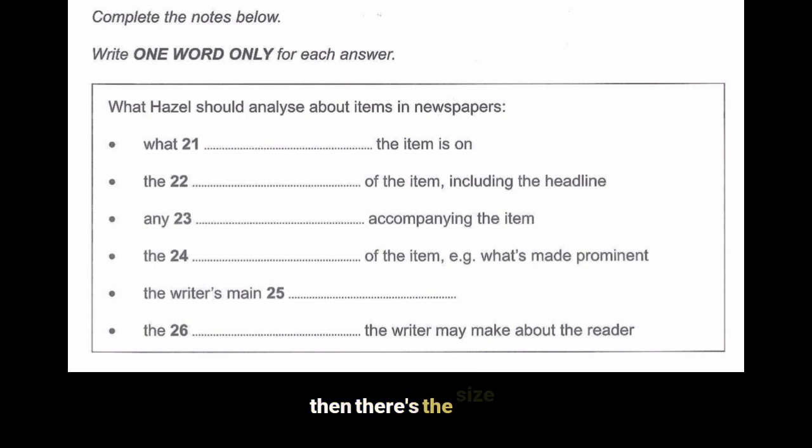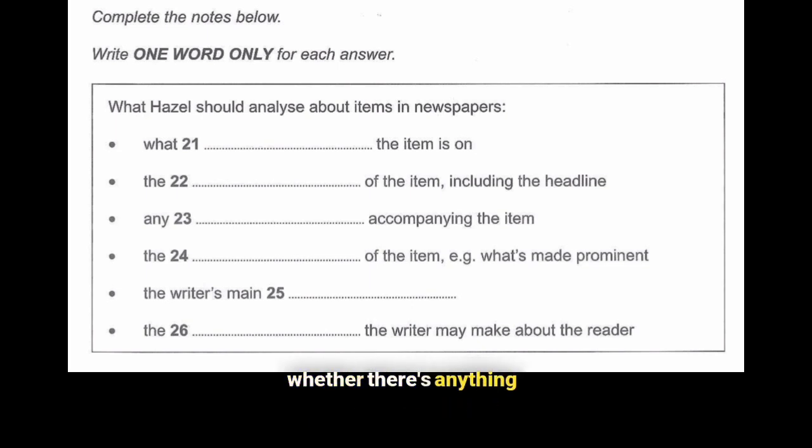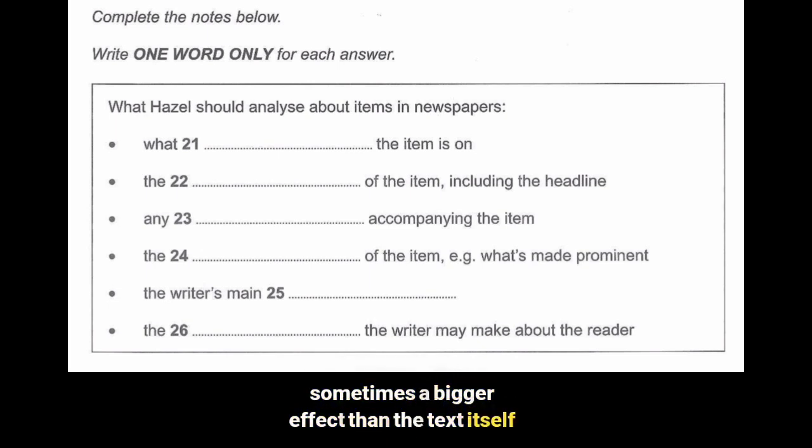Then there's the size. How many column inches the story is given. How many columns it spreads over. And I suppose that includes the headline. It certainly does. It's all part of attracting the reader's attention. What about graphics? Whether there's anything visual in addition to the text? Yes, you need to consider those too, because they can have a big effect on the reader's understanding of the story. Sometimes a bigger effect than the text itself.